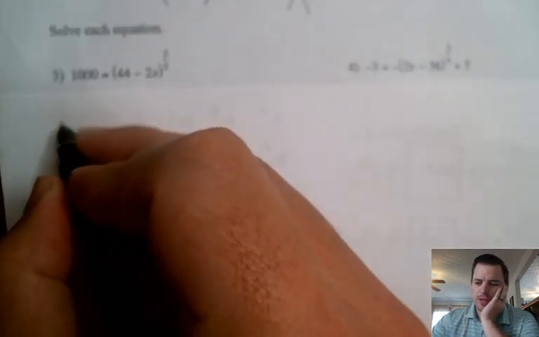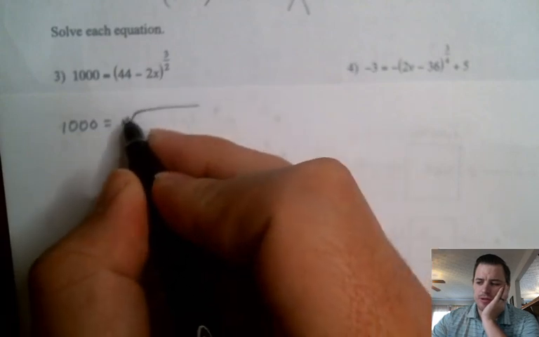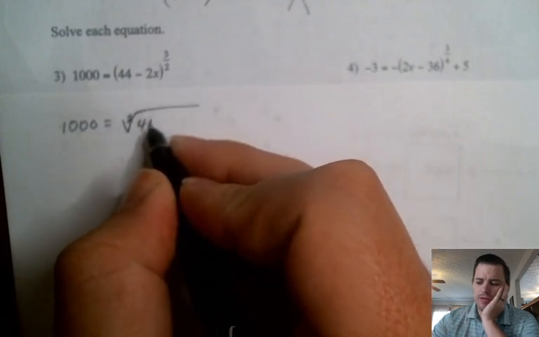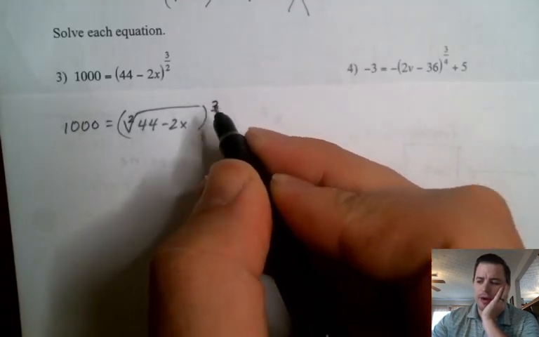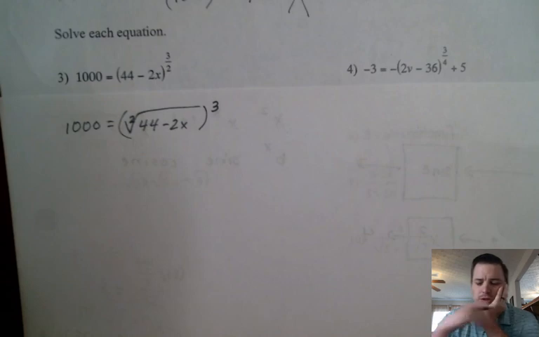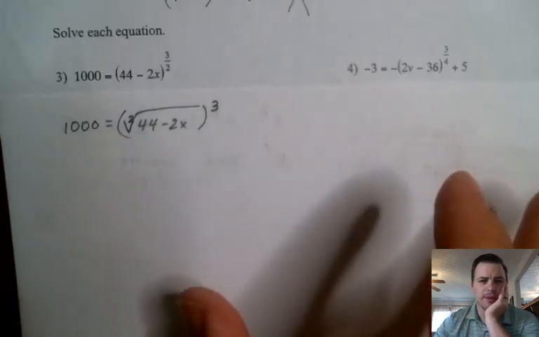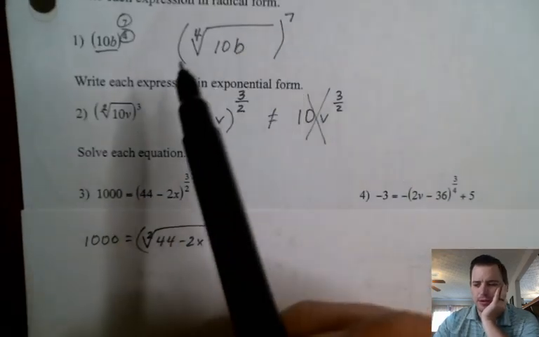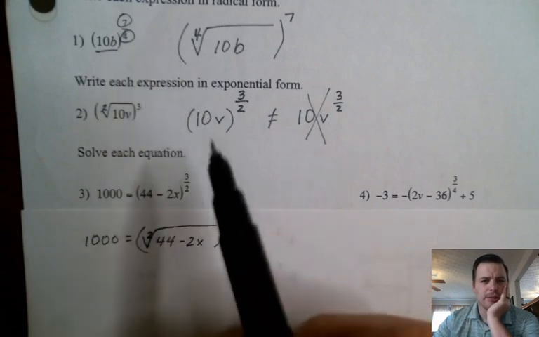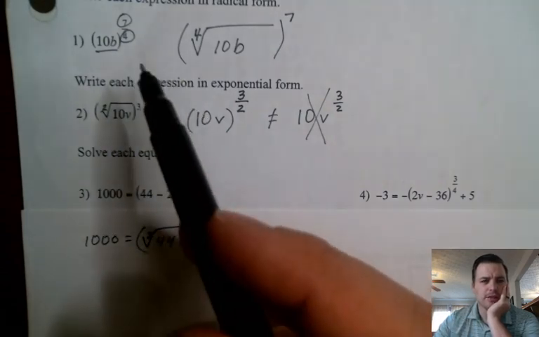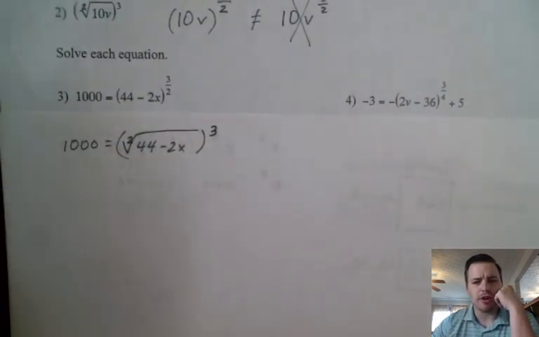So say 1,000 is equal to the square root of 44 minus 2x all to the 3rd power. So again, the 2 becomes the index, the 3 goes on the outside. Basically what we just did, guys, up here. So anytime you have something to a rational exponent, the denominator becomes the root, the index, and the numerator just goes on the outside. And that allows us to solve this problem now.